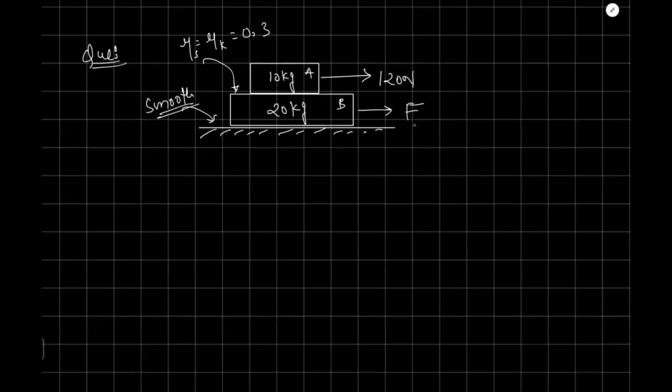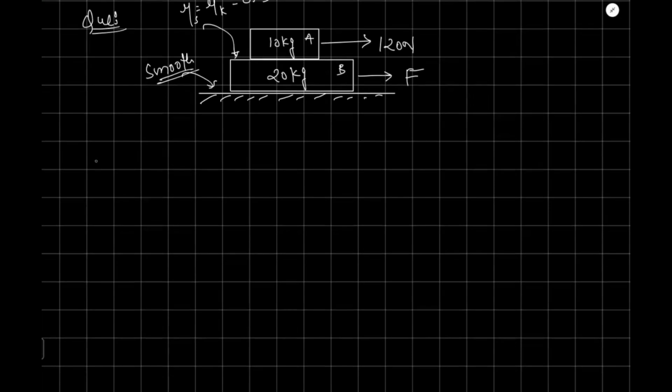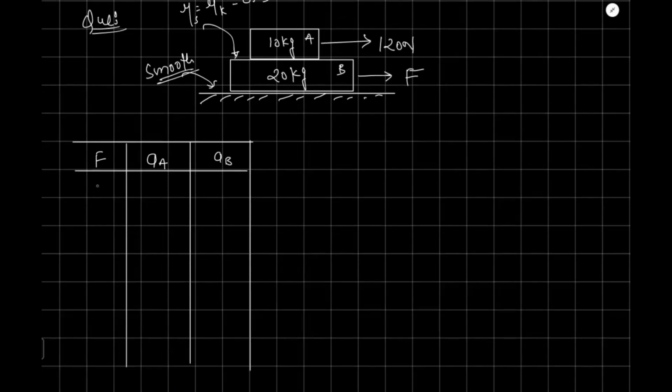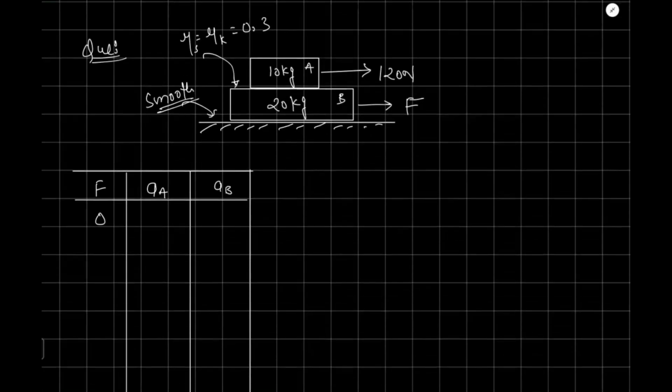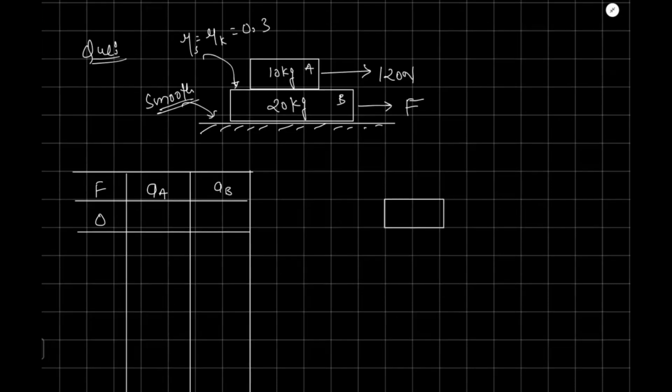We are going to take separate cases for the value of F, and then we'll try to figure out the acceleration of block A and B. So what we have to do? We'll take the value of F, and corresponding to that, we'll find the acceleration of block A and acceleration of block B. So first, it is given to you the value of F is equal to 0. So you have to find the acceleration of A and acceleration of B.